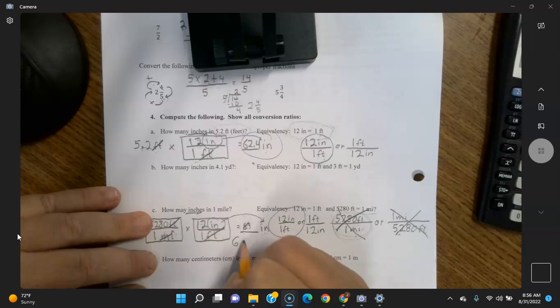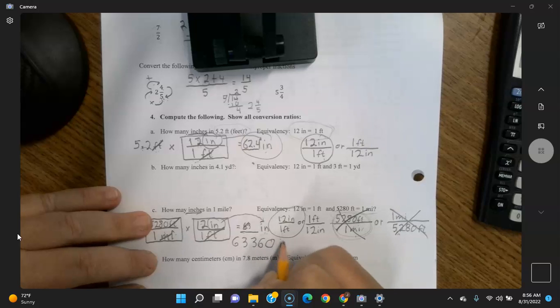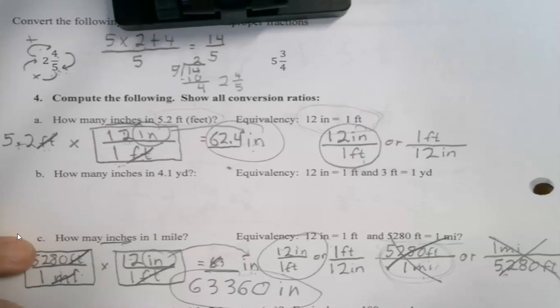Let me just write it down here. And you have to always write the units of measure too, inches. So that's your final answer, okay?